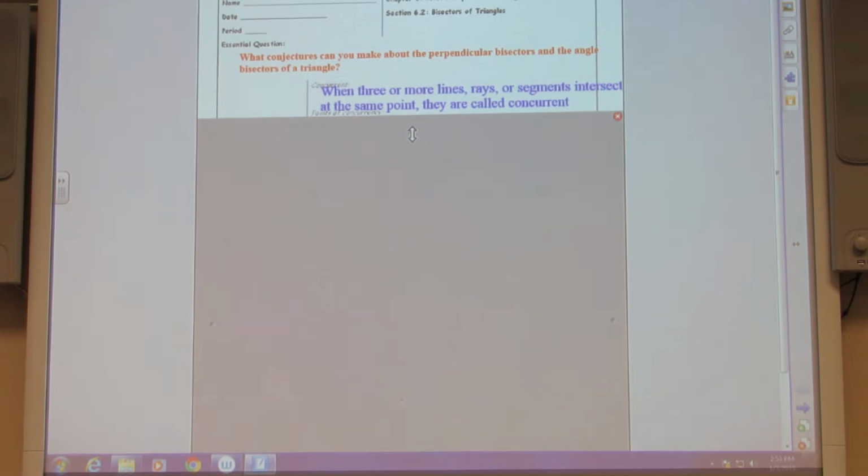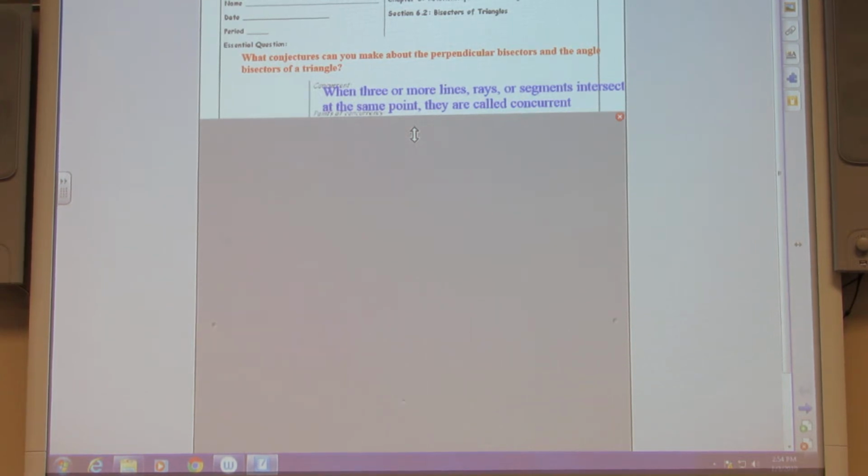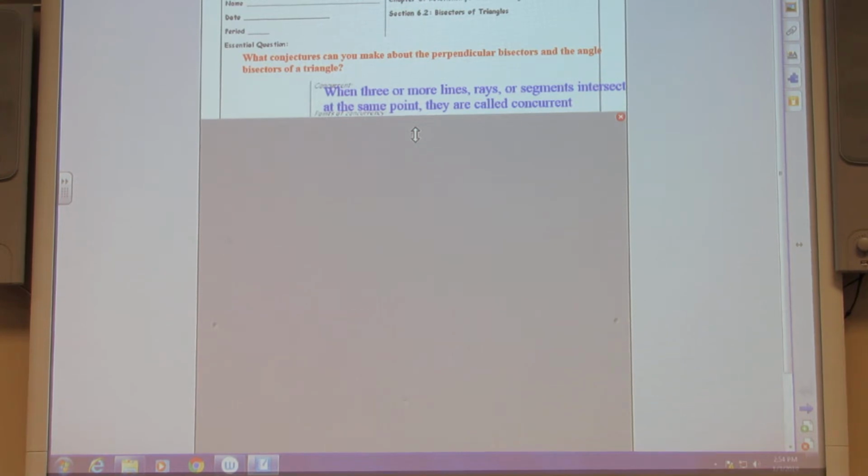6-2, we're still looking at bisectors or perpendicular bisectors and angle bisectors, but here we're looking at them in a triangle. Our first term is concurrent. Concurrent is things that happen at the same time. So our class and another class that occurred during the same period are classes that are occurring concurrently.